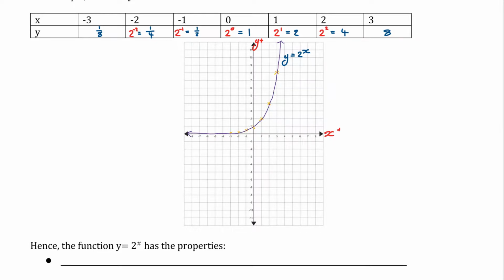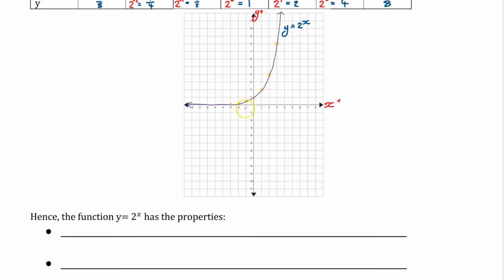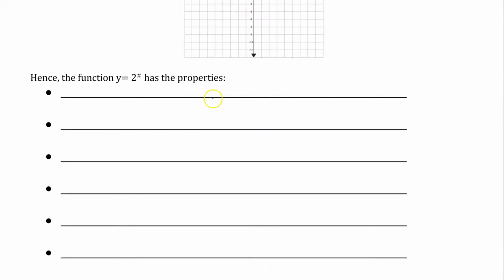So there are a few properties that we can say about this particular function here. And the first one we can say is, notice the y-intercept. So when x is 0, y is 1. So for this particular function, y equals 2 to the x, we can say it passes through the point (0, 1).